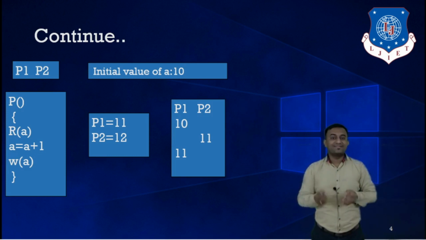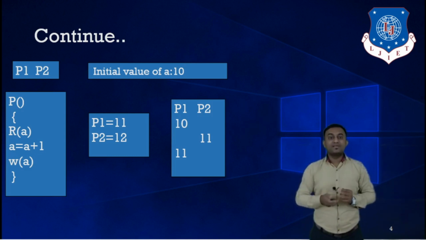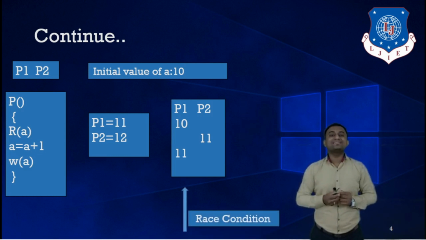So what will happen in this case? If these two processes execute this set of code two times, definitely the answer should be 12. But instead of 12, at the end we are getting 11. This leads to inconsistency, and this inconsistency problem is nothing but race condition in process synchronization.